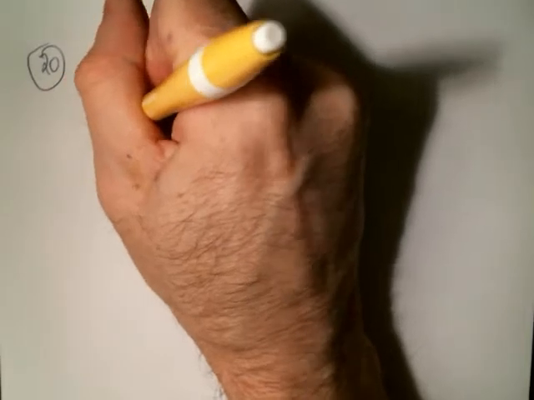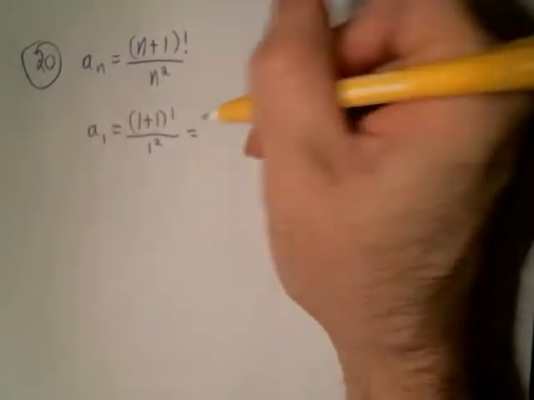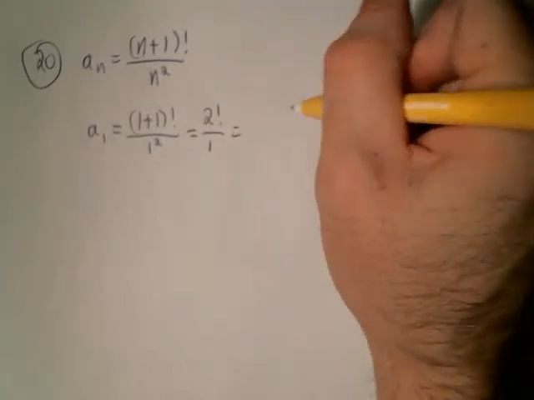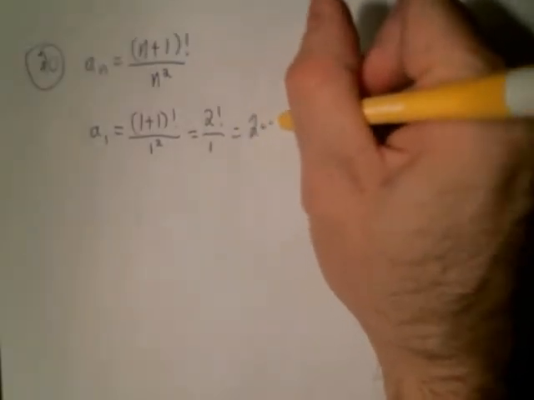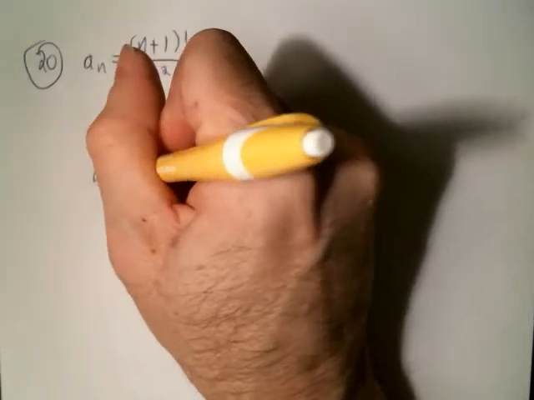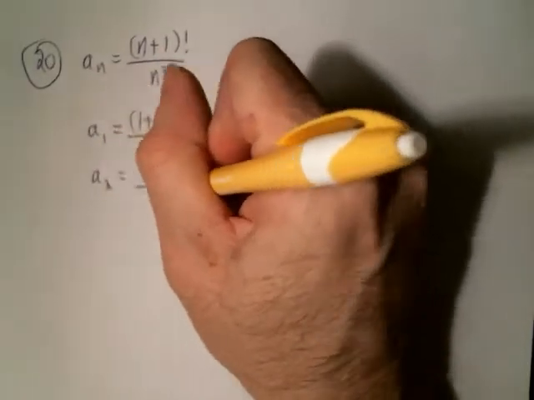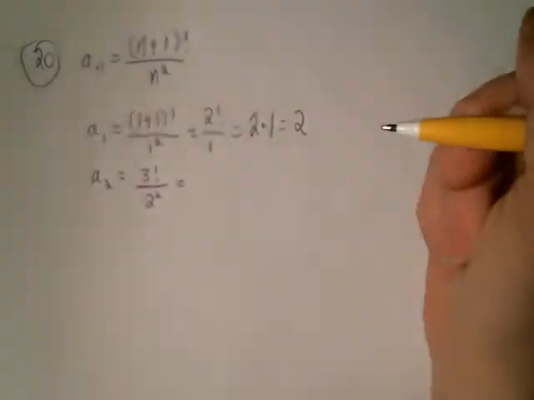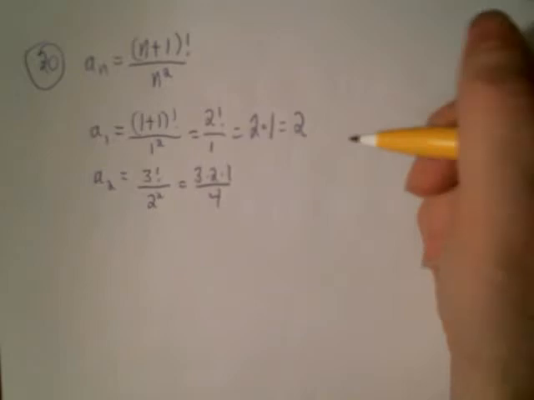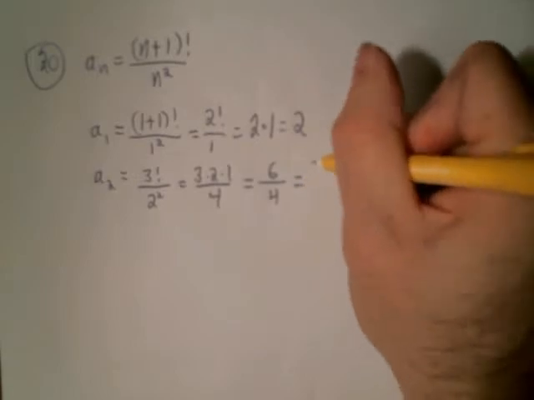Okay, so a sub 1 is going to be 1 plus 1 factorial all over 1 squared. So 1 plus 1 is 2, of course. All over 1 squared is 1. And then 2 factorial is just 2 times 1, so that'll be 2. Let's look at a sub 2. So a sub 2 will be 2 plus 1 factorial, in other words 3 factorial, all over 2 squared. 3 factorial is 3 times 2 times 1. 2 squared is 4. 3 times 2 times 1 is 6, all over 4. And of course, that's just 3 halves.